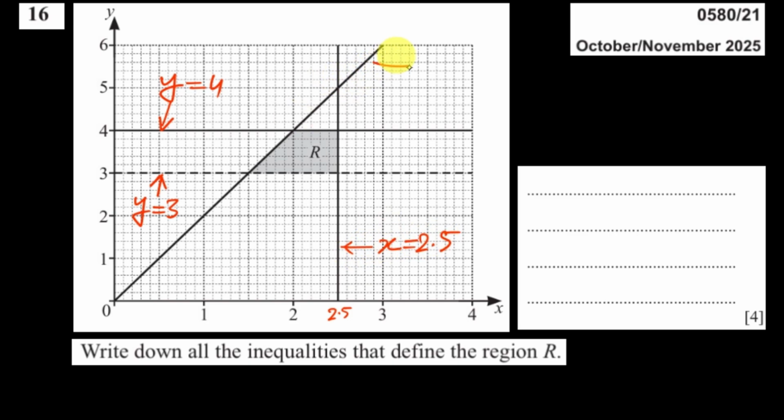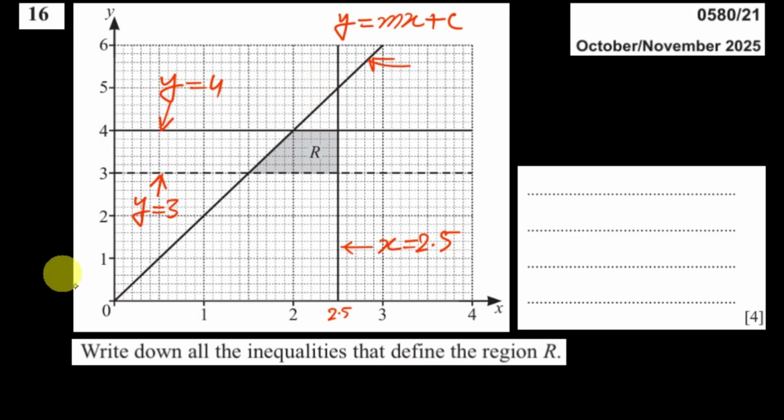Now for this fourth one, we have to find the equation of this line. This line is neither vertical nor horizontal, so we have to use a formula. We know that the equation of a straight line can be given as y is equal to mx plus c. So we need m. M is the gradient of the line, and c is the y-intercept, where it intersects the y-axis. Here it intersects the y-axis at 0, so c will be 0 in this case. But we have to find the gradient.